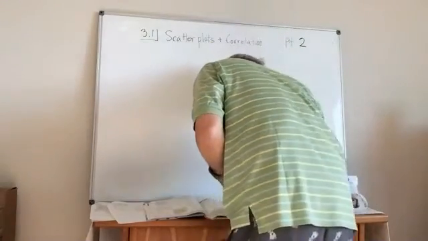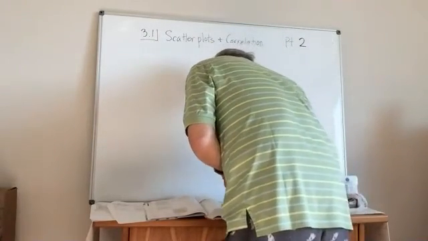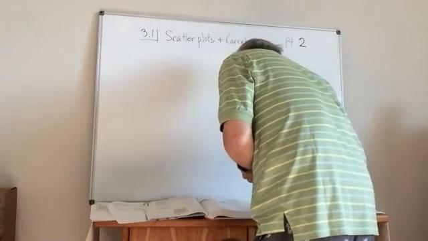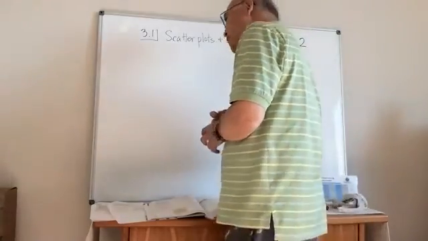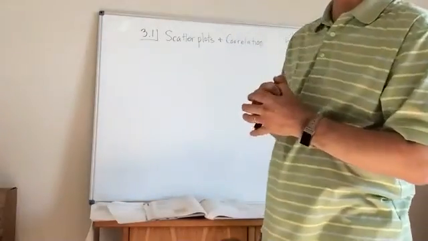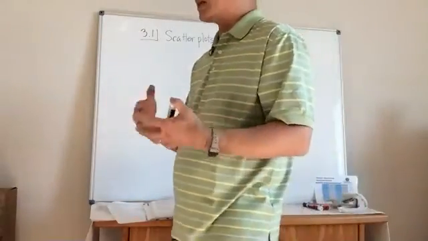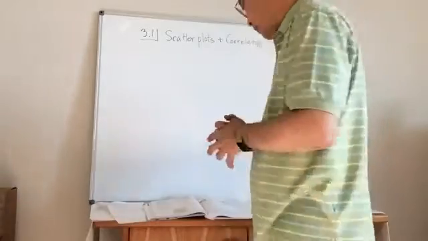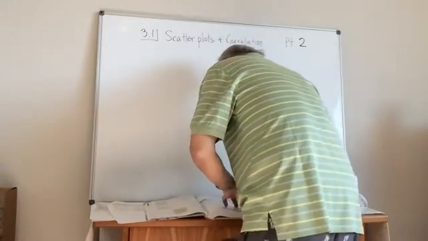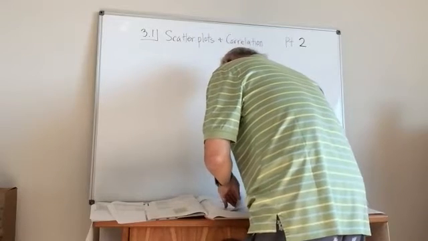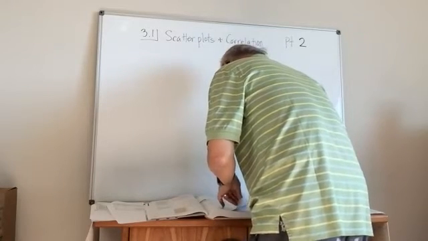Top of page 165. Correlation is not a resistant measure of strength. In other words, correlation is very, very dependent on, or gets swayed by, outliers. Okay, so let's go to bottom of page 165.